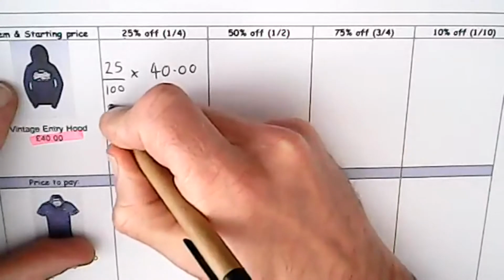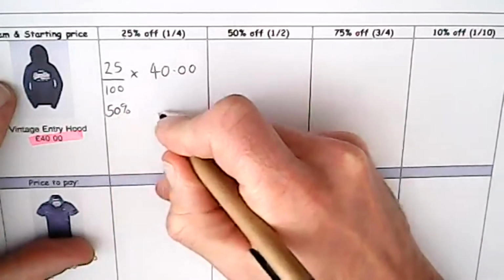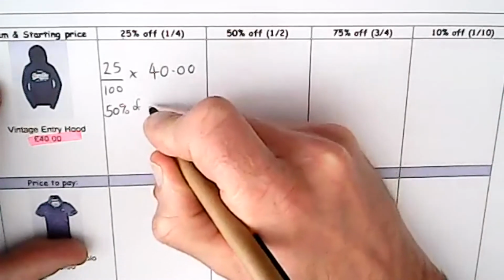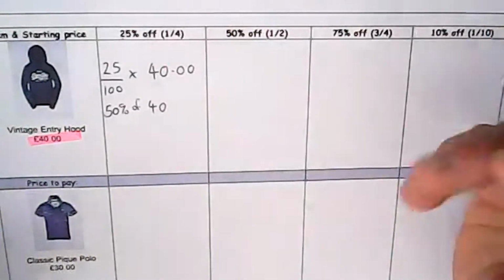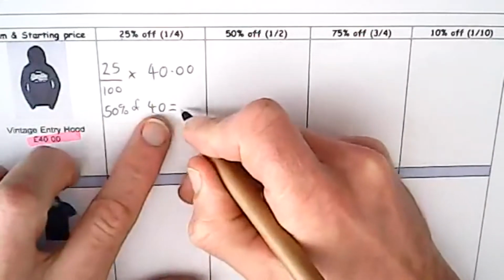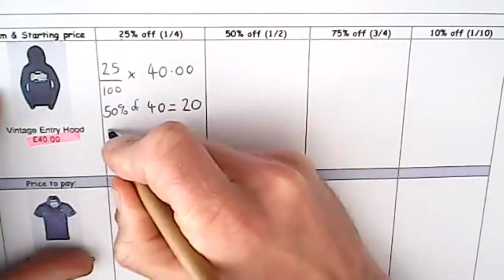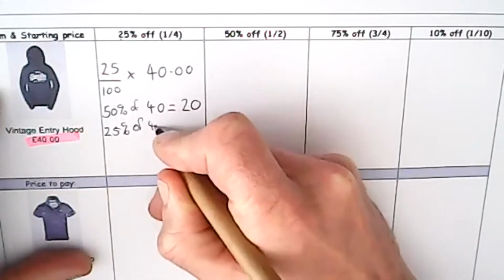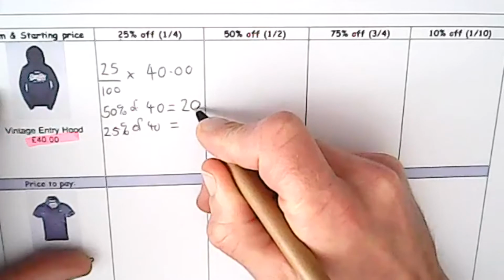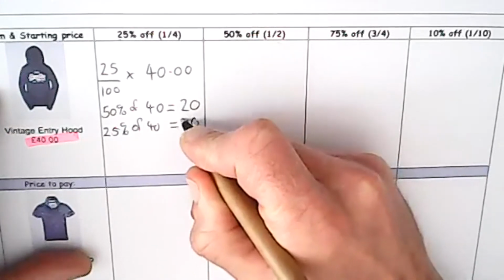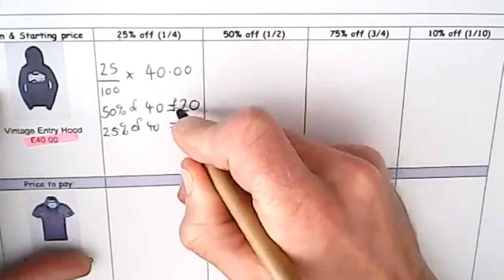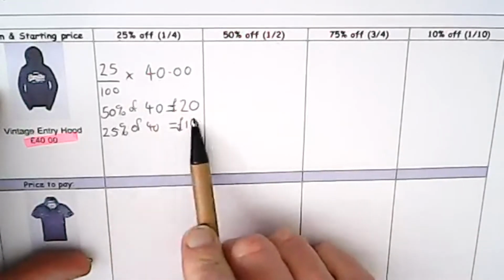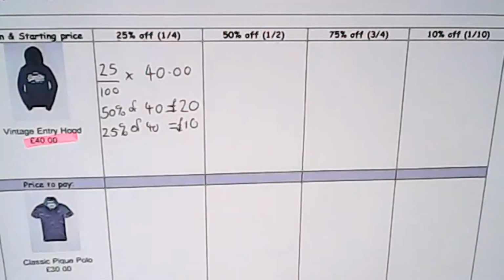So what I'm going to do is go for 50% first. So 50% of 40, that's easy to do. That's going to be half. And so 25% of 40 is going to be 10. To be honest, we could have done that in one go because 40 divided by 4 is 10, but I wanted to go through this system that we've learnt already.